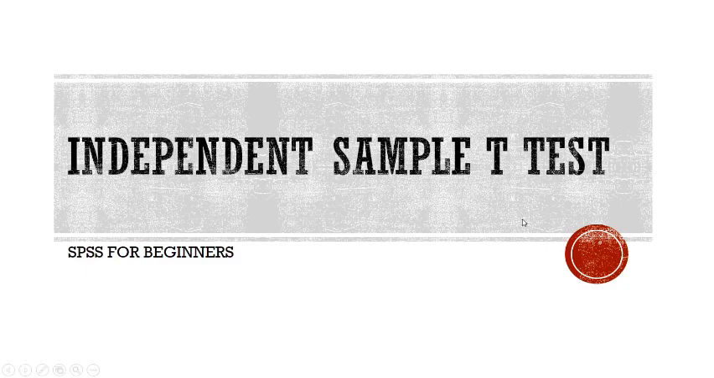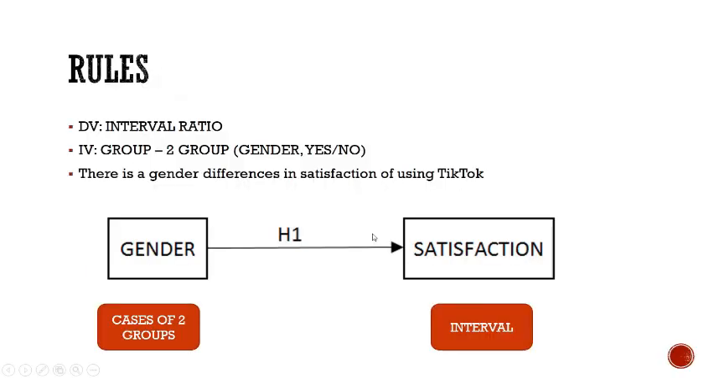And today we are going to do the independent samples t-test. This is for beginners. What are the rules of analyzing using the independent t-test? First, look at the DV. The DV must be interval. What does interval mean? Interval means the data has, like, a 1 to 5 Likert scale, so your answer will be like totally agree or totally disagree.